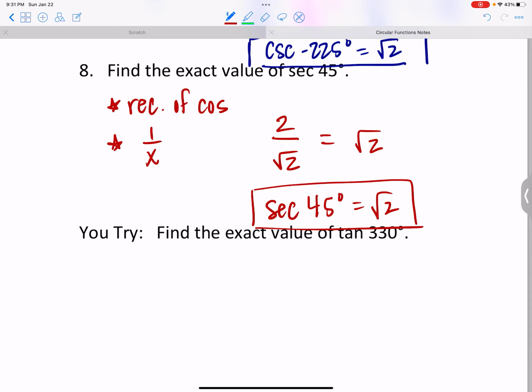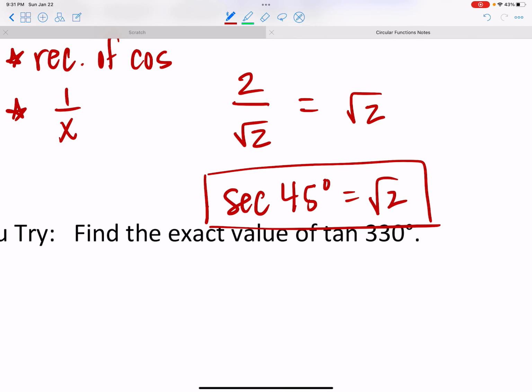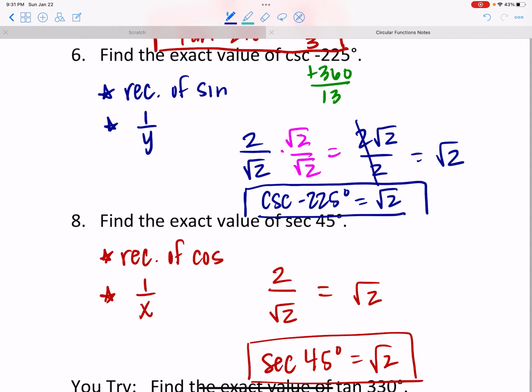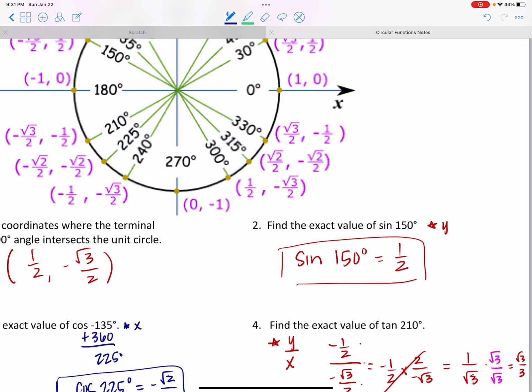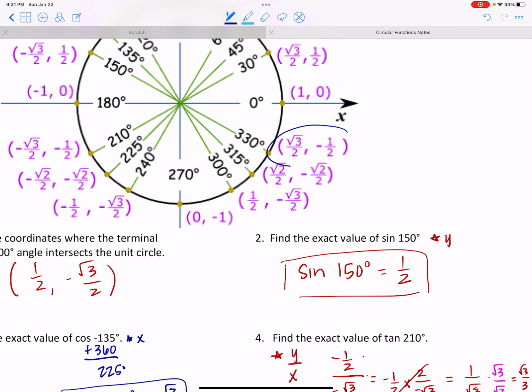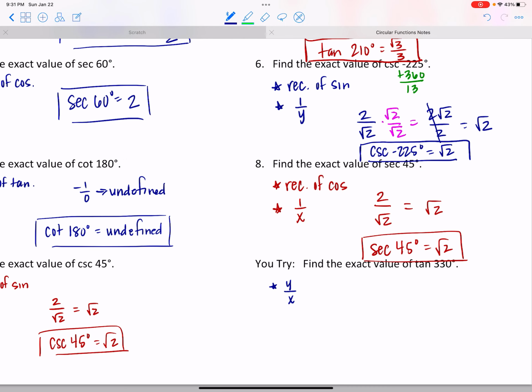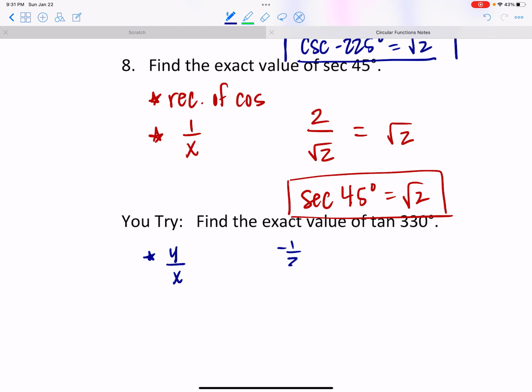Alright, last one. We're going to try to find the exact value for the tangent of 330. So tangent, no reciprocal, but is a ratio of the y value divided by the x value. So at 330 degrees, 330 is here, so we're going to take this y value of negative 1/2, divide it by this x value, which is radical 3 over 2. So negative 1/2 divided by radical 3 over 2.